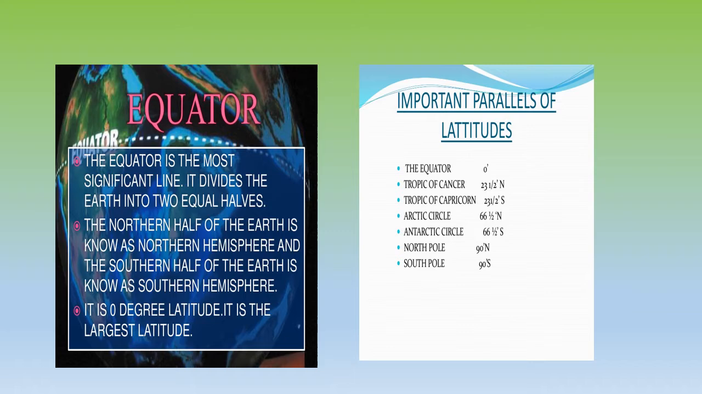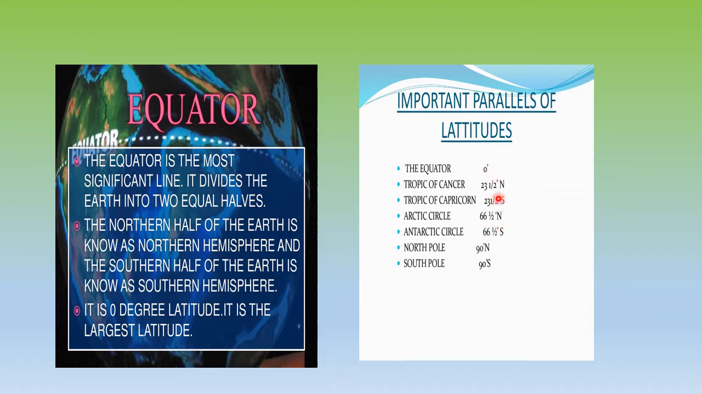Now, writing N and S in latitude is very important. For your equator, which is the main latitude which divides the earth into two equal parts, we don't write anything, we just write 0 degree. This little circle that you are seeing is your degree sign. Now, if you read the degree for Tropic of Cancer and Tropic of Capricorn, it is the same: 23.5 degree. Similarly, Arctic Circle and Antarctic Circle, 66.5 degree.